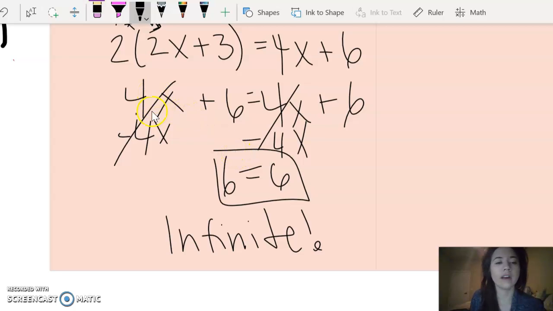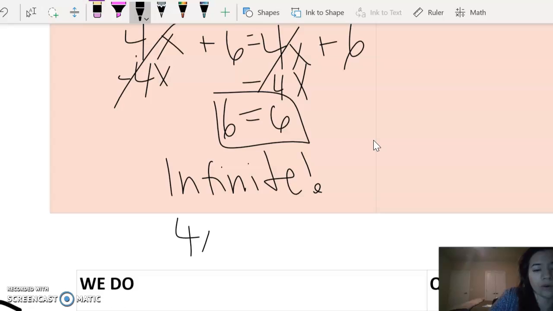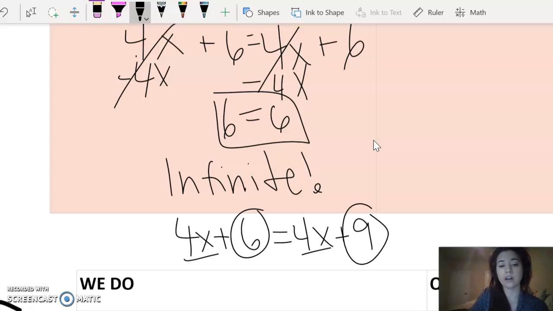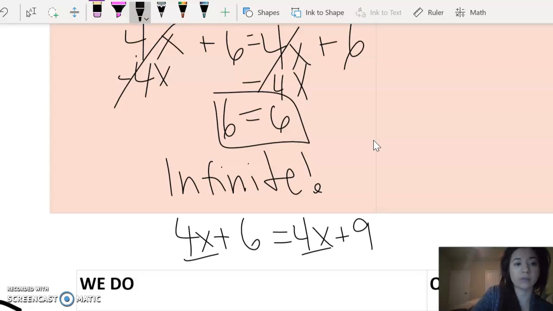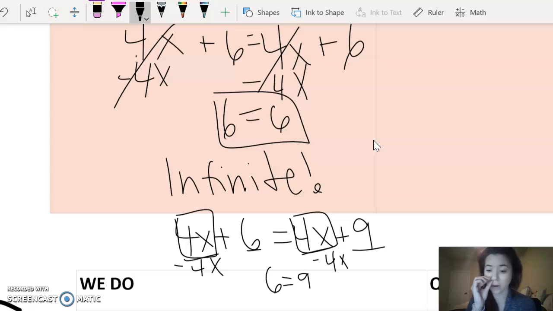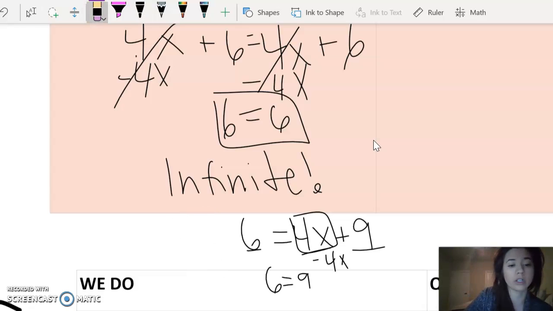But in the long run, if you have the same number on both sides or the same thing on both sides, that means infinite. If you had, like instead of that, if you had 4x plus 6 equals 4x plus 9, that would be no solution because your x values are the same, but your two numbers here are different. Because what would happen is we subtract 4x on both sides, and you're left with 6 equals 9. 6 does not equal 9, so you would end up with no solution. But again, if you see that your x terms are the same, but those constants are different, you can automatically jump to the conclusion that there's no solution.